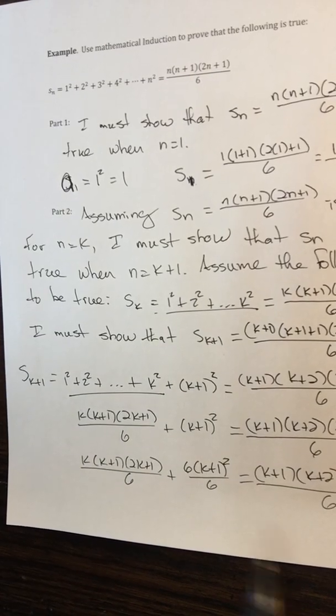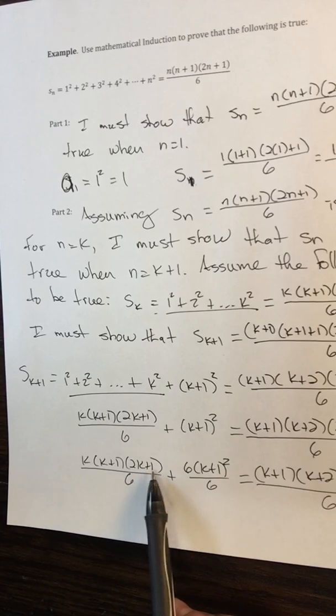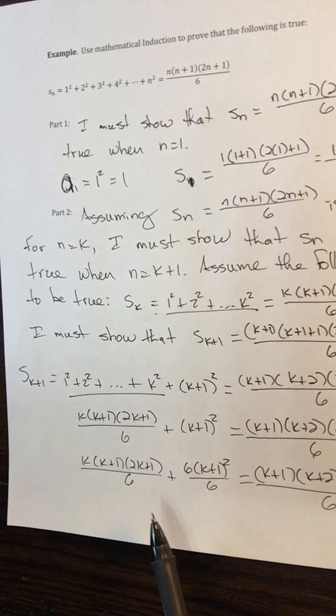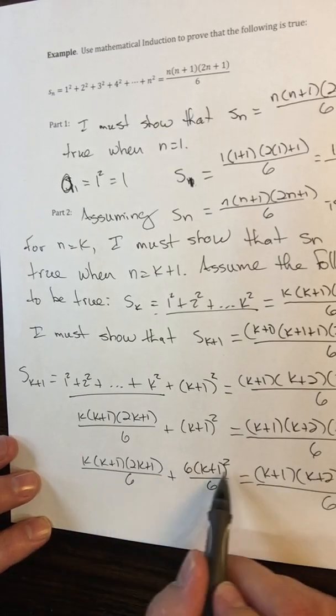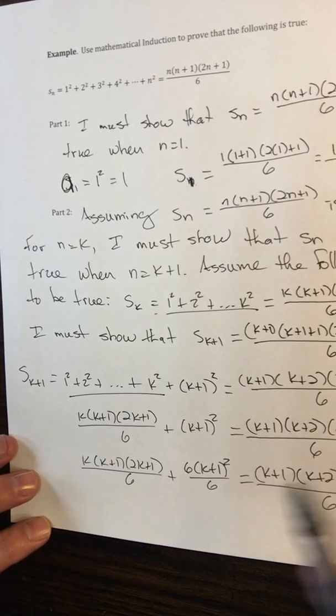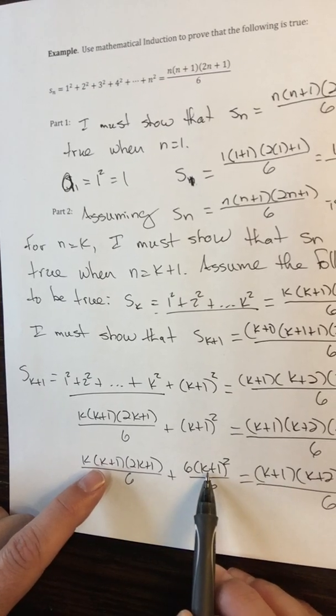Okay, can I make this look like that? That's where we're at. I got a 2k plus 3. I don't have a 2k plus 3 there. That's a bummer. So, I think I'm going to have to multiply all this out and see if it factors like that. There's a k plus 1 here. There's a k plus 1 here.